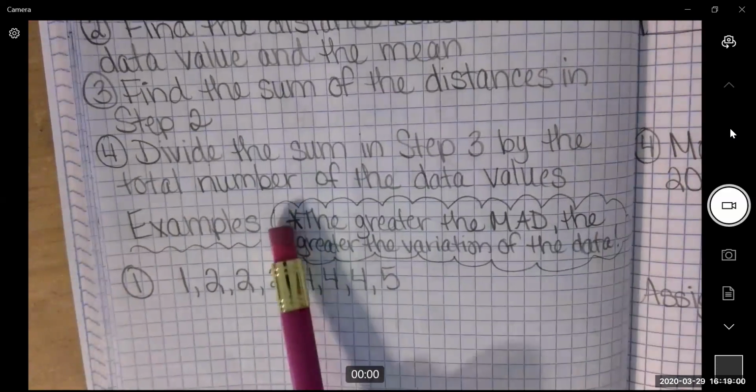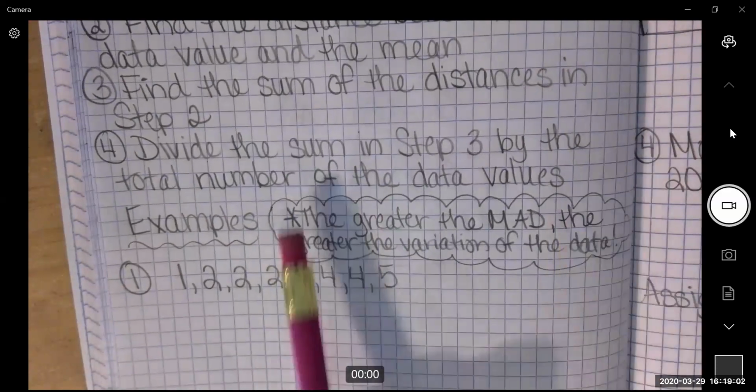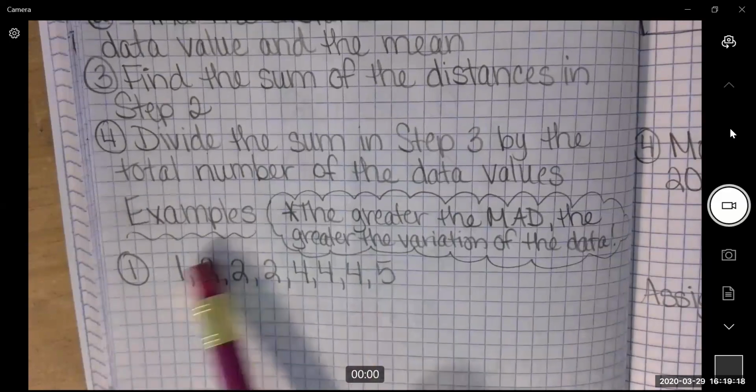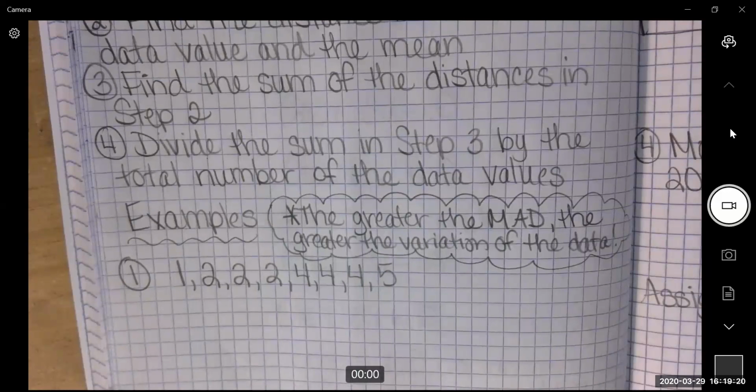Okay, so notice I have a little star here with a little cloud. The greater the MAD, the greater the variation of the data. So the greater the mean absolute deviation, the greater the variation of the data. So the first one, here's your first example. So I want you to pause the video, copy these down in your book, and then we're going to work through this together, step by step.